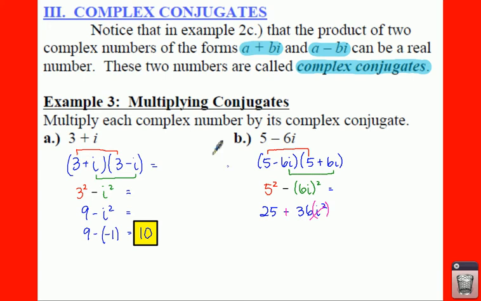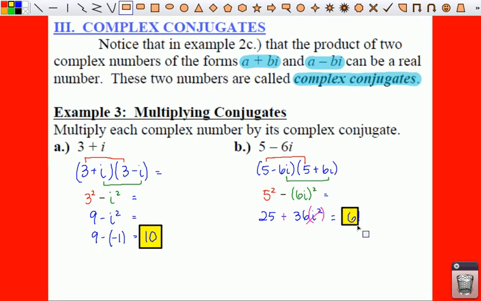So 25 plus 36 gives you the answer of 61. Sorry, 61. There are those that can add and those that can't. I sometimes can. So there's 61. No i's. No i's, just like the fish.